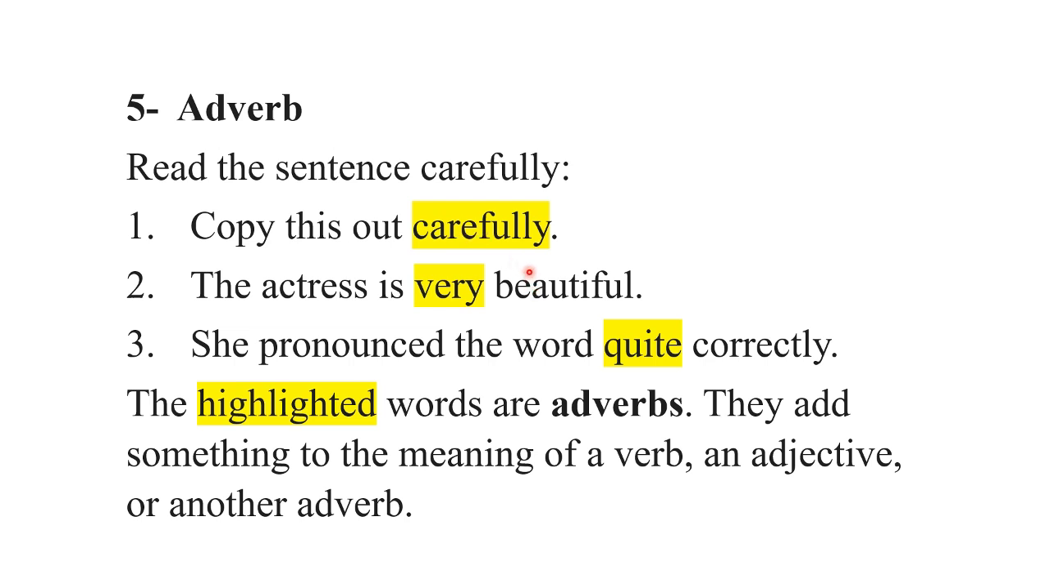Now in the second sentence you see, the actress is very beautiful. You learned in the previous lesson what an adjective is. The actress is beautiful, right? If I say the actress is beautiful, beautiful is adding something to the meaning of actress, a noun. Now here you see, very is adding something to the meaning of beautiful, an adjective. This is also called an adverb.